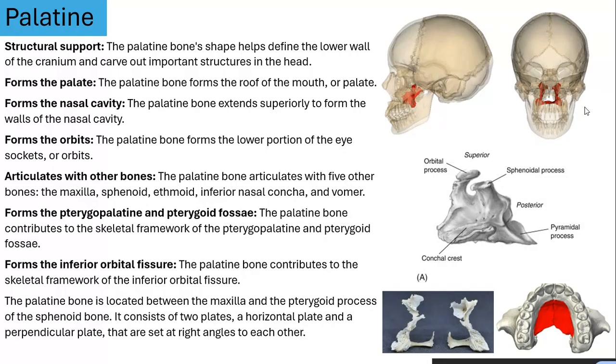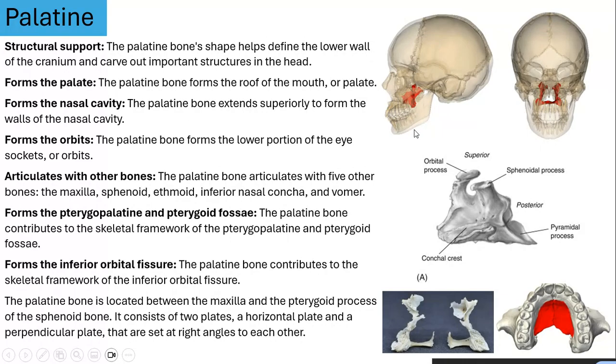It consists of 2 plates, a horizontal plate and a perpendicular plate that are set at right angles to each other. Right? So one's horizontal, one's perpendicular, and they're at right angles to each other. They come together, right? So this is the pyramidal process, the posterior sphenoidal process, the orbital process, and this is the conchal crest. So this is how a palatine bone looks on our face.